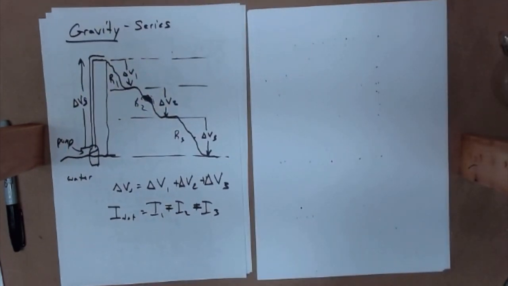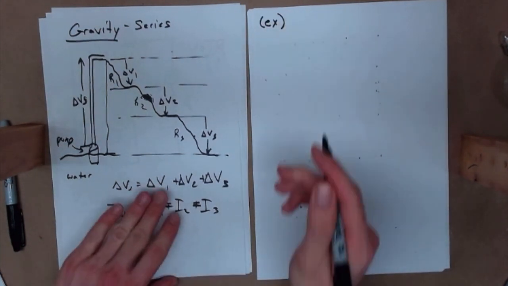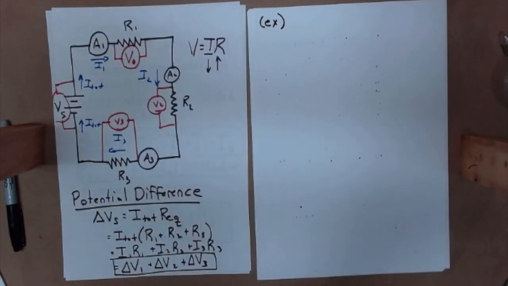Now, let's move on to an example. Let's say we have this circuit here. And I'll move this out of the way so we can look at our equations.